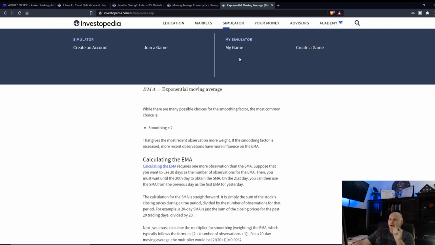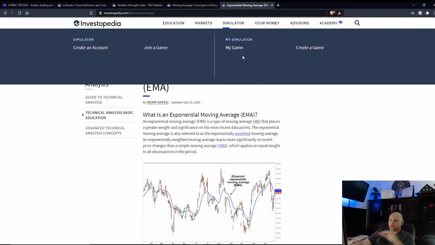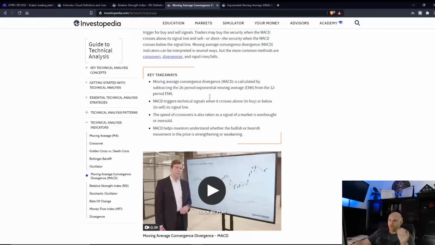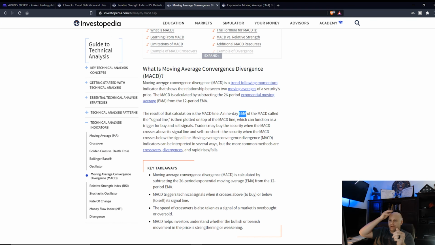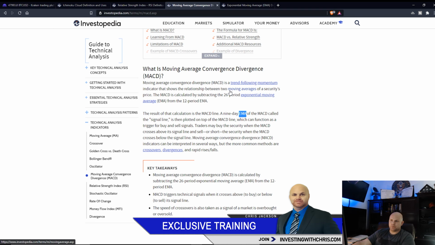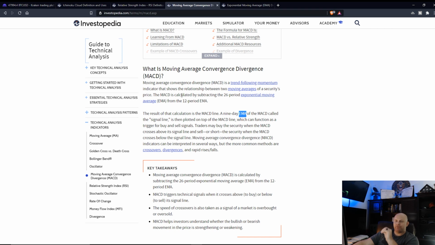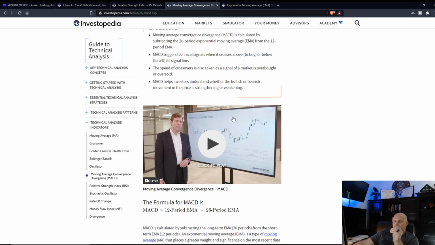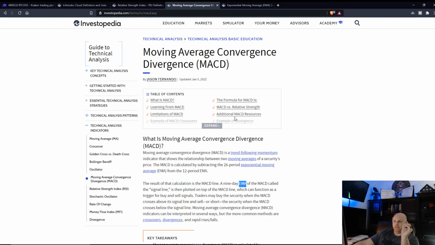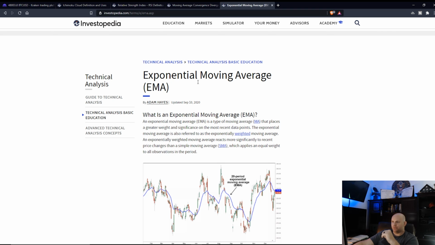So anyways, guys, the one other thing I explained is just understanding EMAs, which move off of MACD. Moving average convergence divergence is a trend following momentum indicator that shows the relationship between two moving averages of a security's price. The MACD is calculated by subtracting the 26-period exponential moving average (EMA) from the 12-period EMA. So you're just basically getting a better understanding of the exponential moving average and where that crossover is. And if you want to read more about exponential moving average, here it is on Investopedia as well.